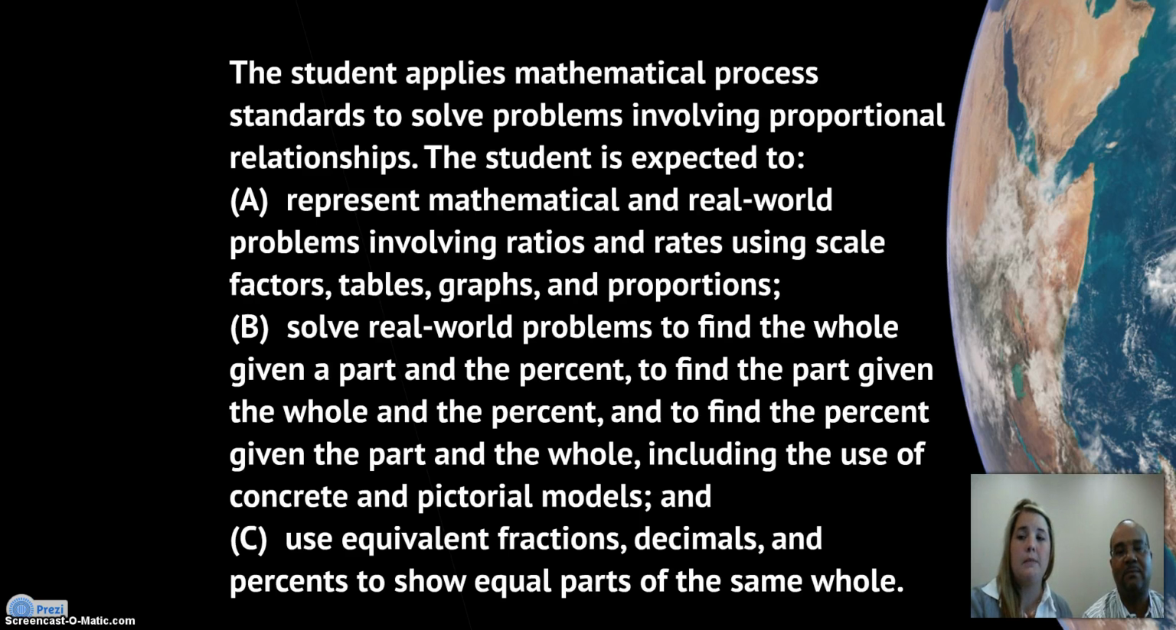It's important to pay specific attention to the verbs used because this determines what level of mastery is expected. If you look at the beginning, the first TEK, the A, the student is supposed to be able to represent, and in B, they're supposed to be able to solve the problems, and finally in C, they're supposed to be able to determine equivalent fractions, decimals, and percents.